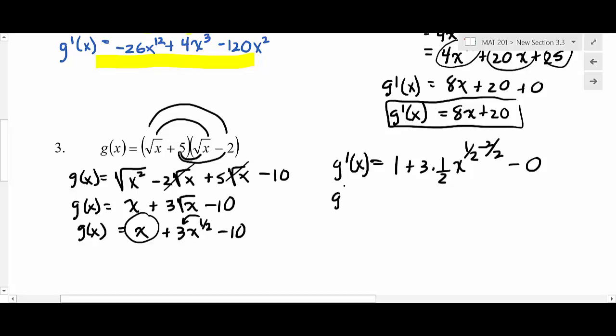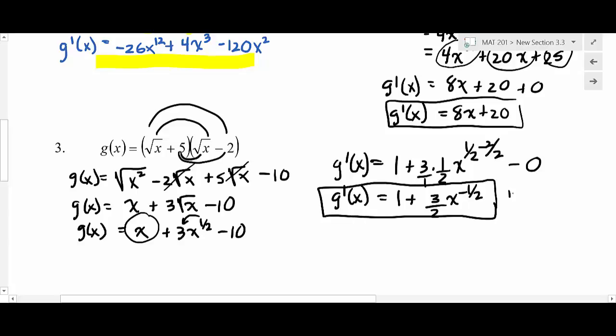So now if we clean this up, we're going to get g prime of x is 1. That would be 3 halves when you multiply that straight across. Then that would be x to the negative 1/2. So that would be one way to write that derivative, okay? So I want you to be able to write these things in different forms. That's certainly one good answer. Another answer would be 1 plus 3 over 2 radical x. And you can do that in your head. I'm just bringing the negative 1/2 power down to the bottom and taking it into a radical. Okay, everybody follow that okay?